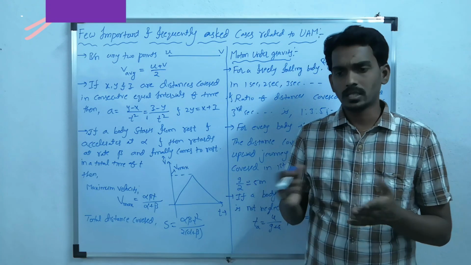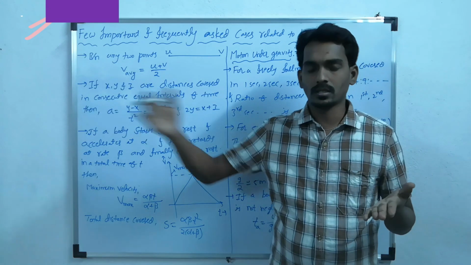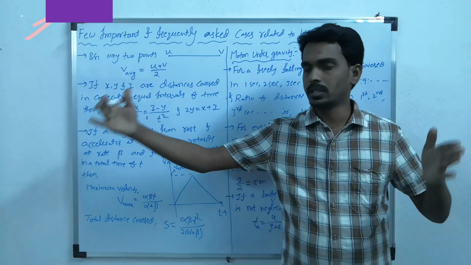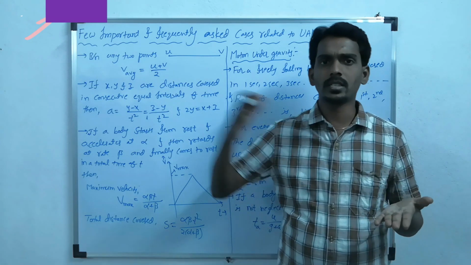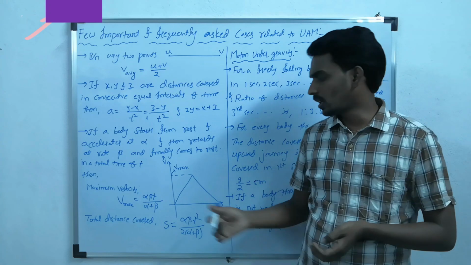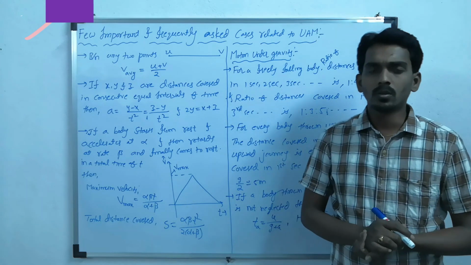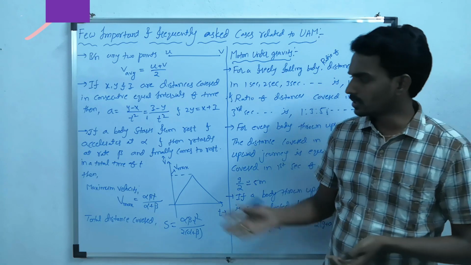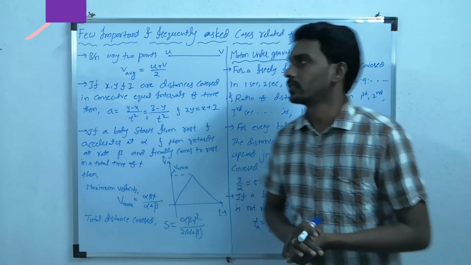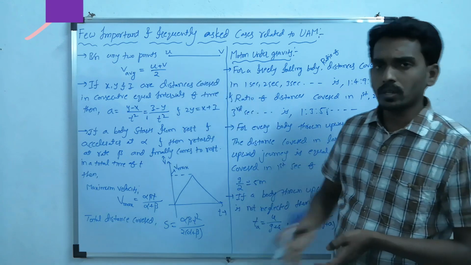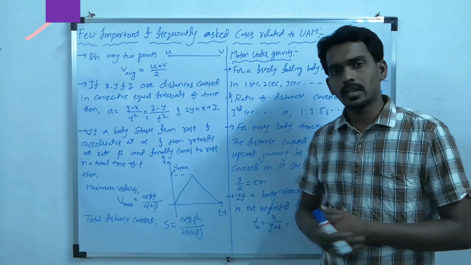Next one. In a similar way, what distance is covered between the two stations, or between the initial and final position? That also you can get. That is equal to alpha beta t square by 2 into alpha plus beta. This is also one of the important cases. This is all about uniformly accelerated motion.